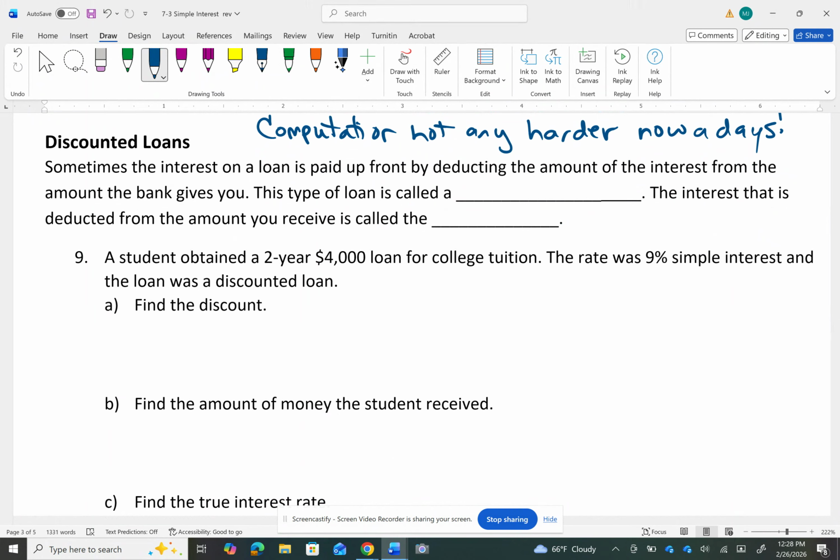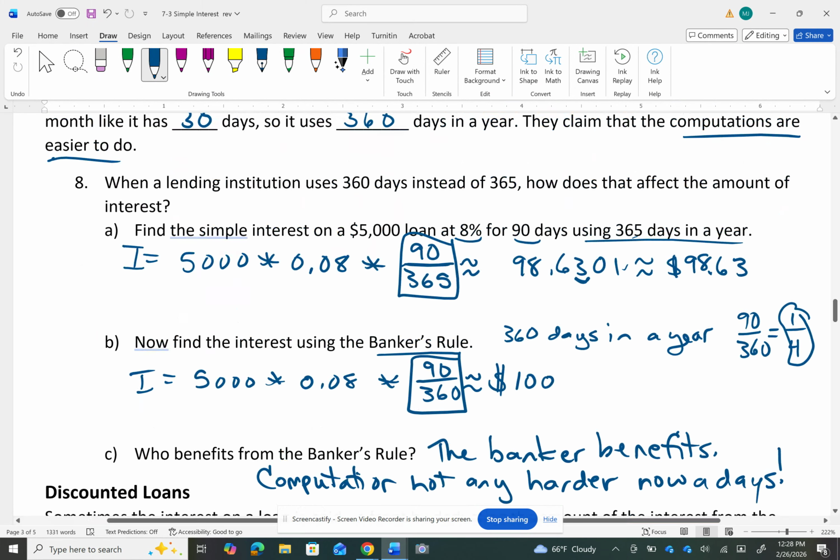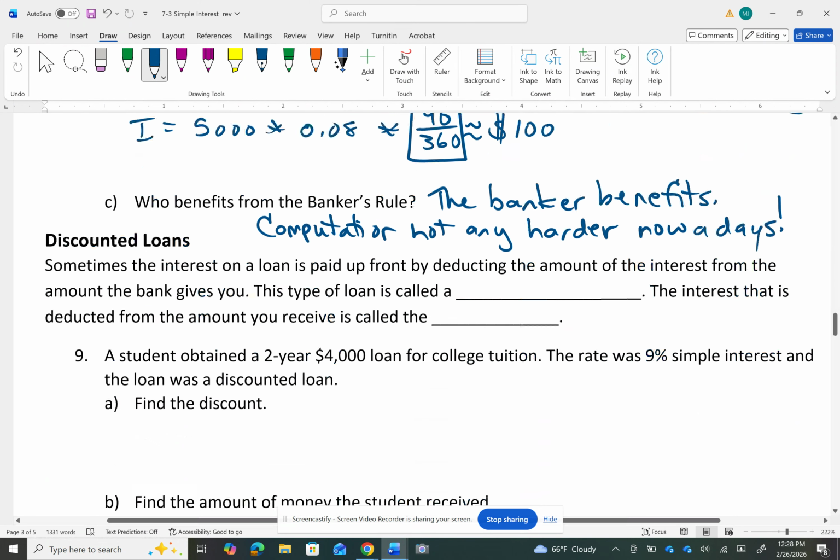So, if you take out a loan for, say, $5,000, we typically get that $5,000. We make an agreement that we're going to pay it back after 90 days, but we get $5,000 when we walk out the door to go do what we need to do. It's not how it works with a discounted loan.